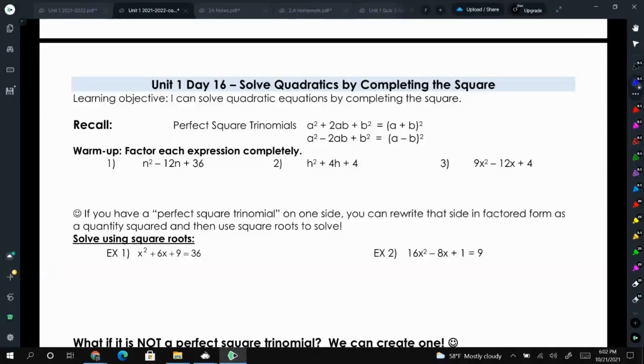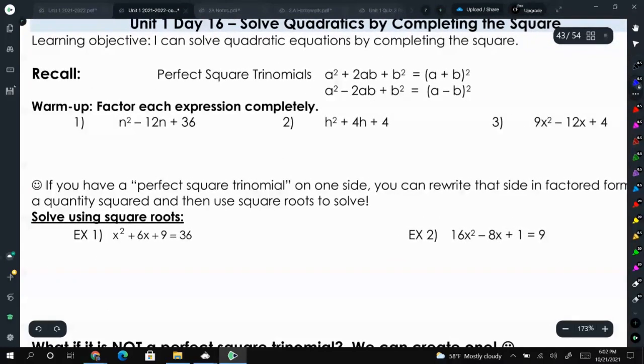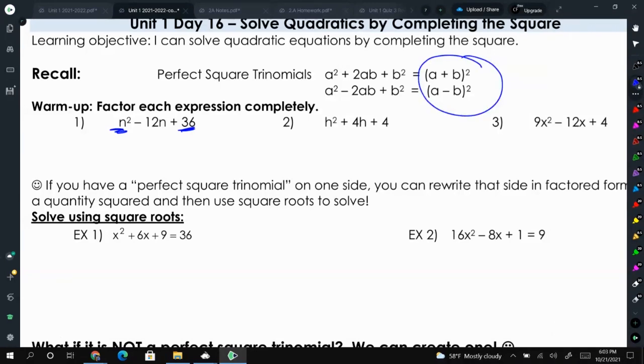Today we're going to talk about another tool that we can use to solve quadratic equations, and that's called completing the square. So to warm up, I want to look at these problems here to factor, and I want you to notice that these are all perfect square trinomials, where the C term is a perfect square and the A term is a perfect square. And that allows us to write our quadratic in that form, and then we can solve it using the square root properties.